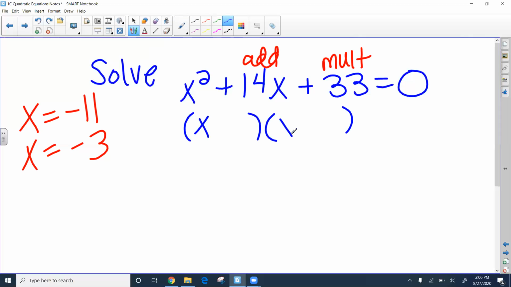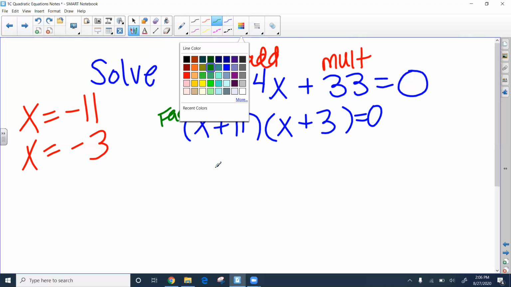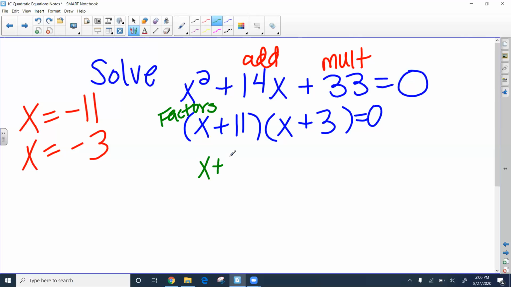So when I factor this into two binomials, the numbers would be 11 and 3. So these would be my factors, x plus 11 and x plus 3. So the factors look like that. Now to actually solve, don't forget to set each factor equal to 0 and solve each one. If you do that step in your head, that's fine. Just make sure you don't forget to do it.